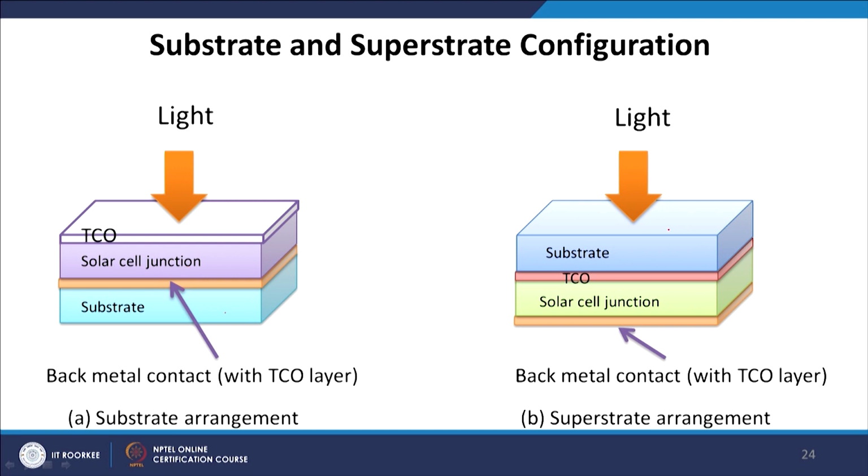Whereas in superstate arrangement, you see that the substrate is on the top. Then there is a TCO and then there is a solar cell junction. So here the substrate has to be transparent, because now the light falls on the substrate, passes through the TCO and goes to the solar cell junctions. And in both of these cases, the back metal contact is here. Basically the solar cell junction is sandwiched between the TCO layer and the back metal contact, and in the bottom we put the substrate. Here we put that TCO, solar cell junction in between TCO and the back metal contact, but the substrate is on the top. Sometimes it is also called forward geometry or reverse geometry.